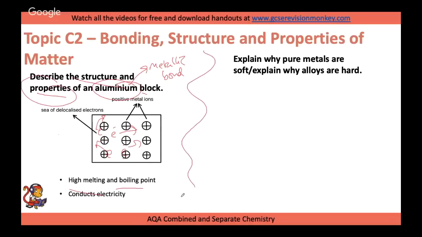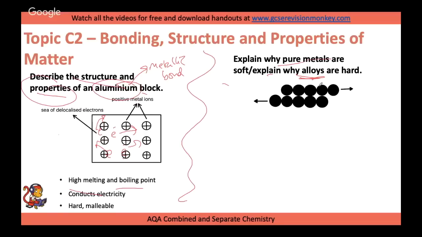This next question is one to definitely look out for. Talking about pure metals versus alloys. It says, explain why pure metals are soft and alloys are hard. Well, a pure metal has a regular arrangement of atoms in layers, and those layers slide easily. This is what you need to say for the marks. It's not difficult. It'll often be a 2 marker, so the regular arrangement of atoms and the layers slide easily.